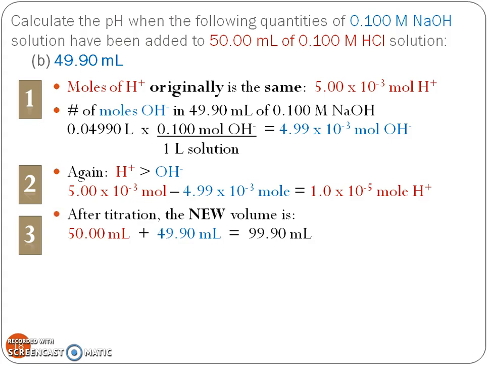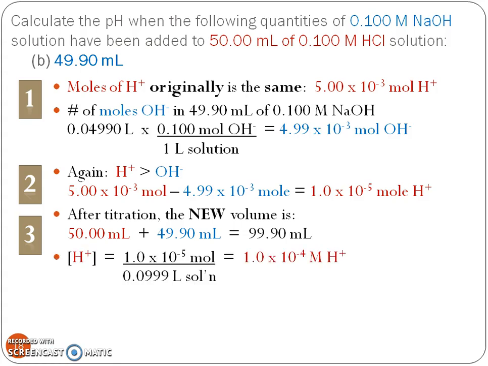So now step 3, we're going to find that new concentration. So first our new volume, adding the 50 plus the 49.9, and now we're going to do our division. Step 4, we're now going to calculate pH. Well, if we know the concentration of H plus, we take the negative log and get 4. So can you do part C?